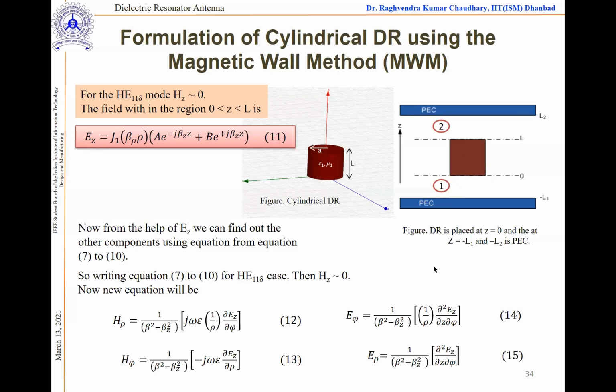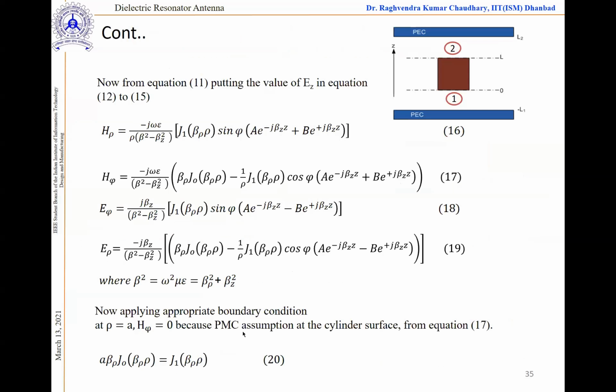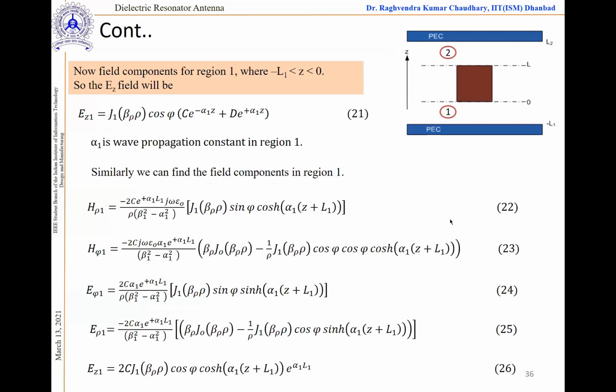So they did that for the HE11 delta mode here, correct, and they tried to find the different field components for it. Based on that, they found the field components in different regions. They divided the DR into region 1 and region 2, and found all the fields in the different regions.